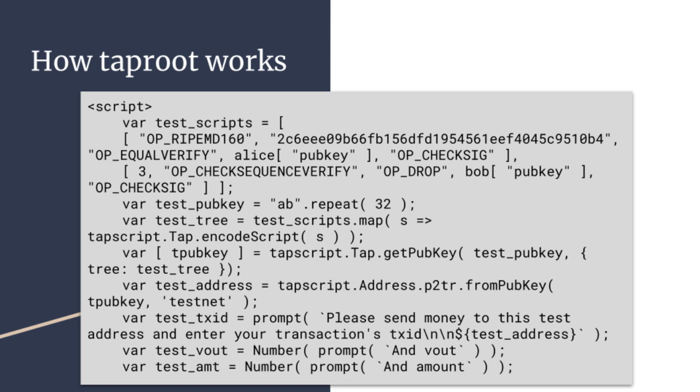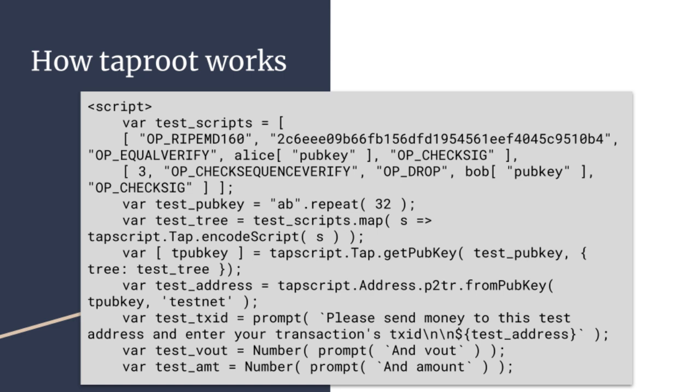The other way you can spend it is using a time lock. We could say if 3 blocks go by and Alice hasn't spent the money, then Bob is allowed to spend it. So we have 2 scripts in here, and if we save this, let me go back to our code because we have more things to do here.